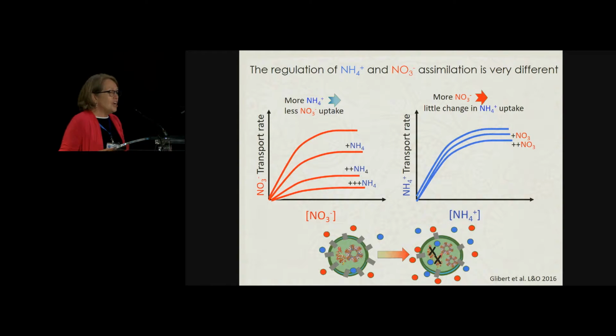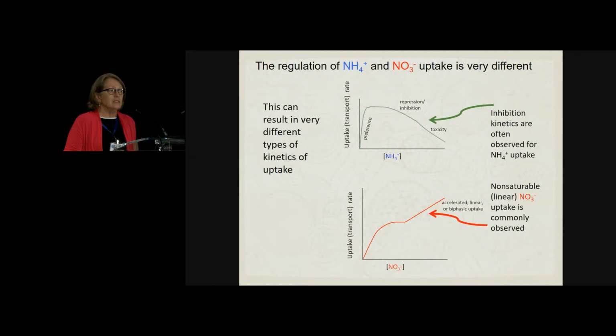We've also long known that there are interactions between ammonium and nitrate assimilation. We add more and more ammonium, and the capacity for uptake, transport, and assimilation goes down. Ammonium interferes with transport as well as nitrate reductase. On the other hand, if we add nitrate, the capacity for assimilation of ammonium changes very little. So the end result is that the kinetic relationships for these two substrates are really quite different.